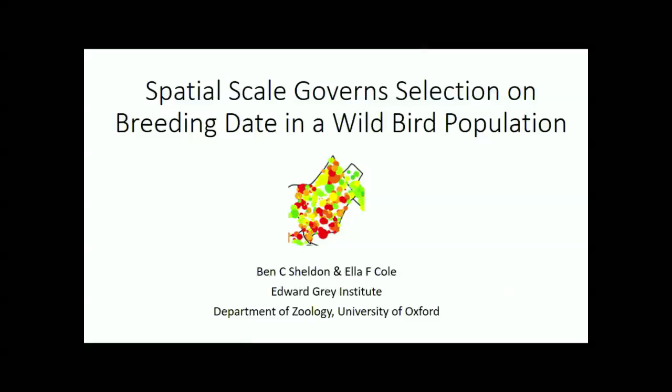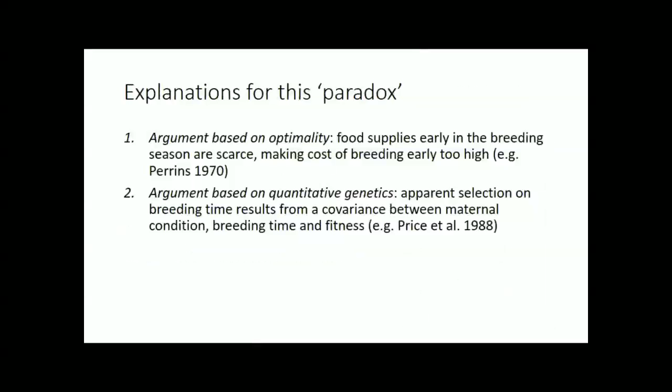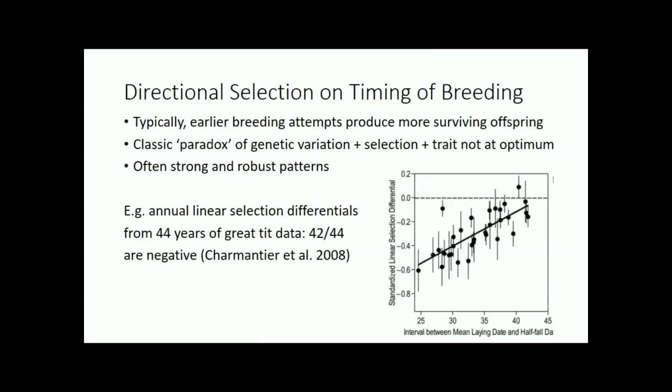So what I want to talk to you today is about some work we've been doing and ways of trying to think about the determinants of selection on breeding date in wild bird populations. And this is a sort of a classic old problem. So typically what's observed is that early breeding attempts produce more surviving offspring.